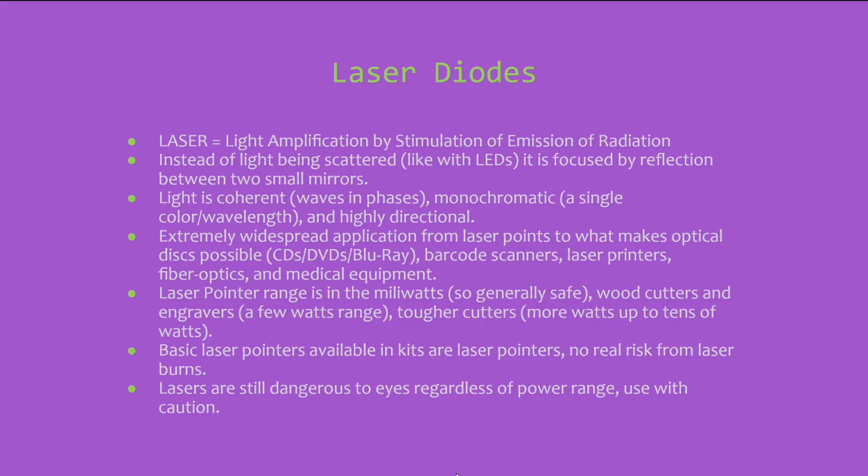Then we have laser diodes. Laser means light amplification by stimulated emission of radiation. Instead of the light being scattered like you might have with an LED, it's focused by reflection between two small mirrors. The light is coherent, which means the waves travel in phase. It's monochromatic, a single color or wavelength, and highly directional.